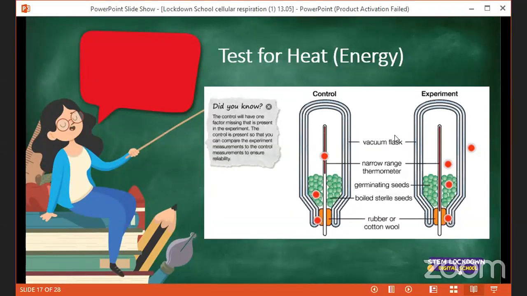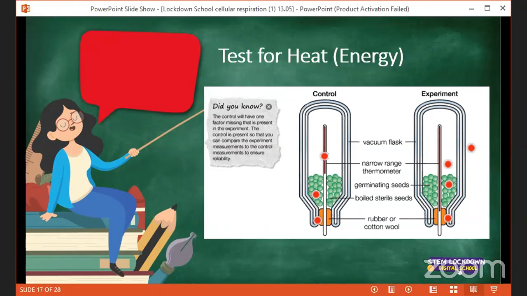And what we have here is a vacuum flask. We have the narrow range thermometer. In the experiment flask, we have germinating seeds, but in the control flask, we have boiled sterile seeds. In both the flasks, we have rubber or cotton wool to close the flask at the bottom in this manner. All right, so firstly, the flasks are inverted, okay? Because remember, guys, hot air rises, right? So if the flasks are inverted, the hot air will go to the top of the flask, right? And also, at the bottom here, it will allow the carbon dioxide, which is formed, to exit the flask, all right?